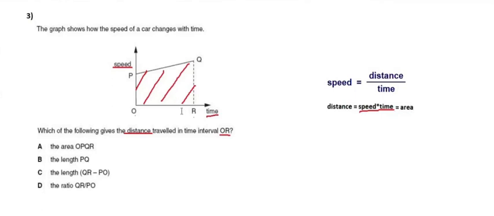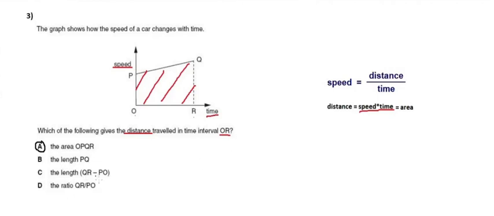So if you want to calculate the distance, this area, OPQR, is to be considered, and that is given in option number 1. So the area OPQR is the answer. The length PQ cannot be the answer. PQ, you can see here, is just a line on the speed time graph, which cannot be the area.